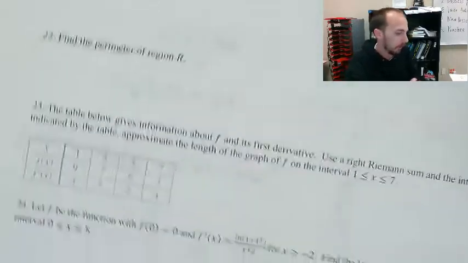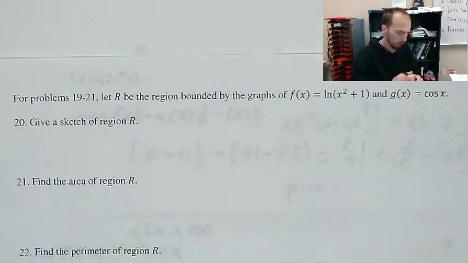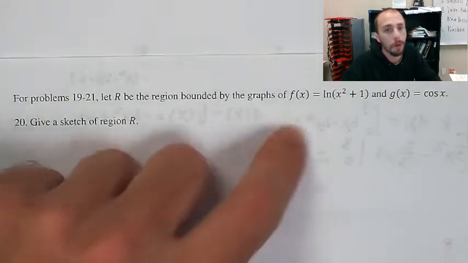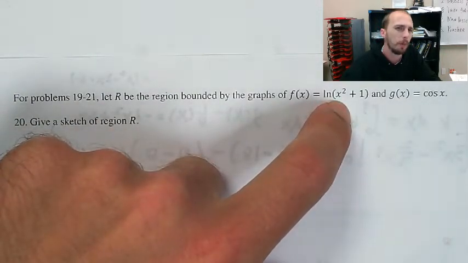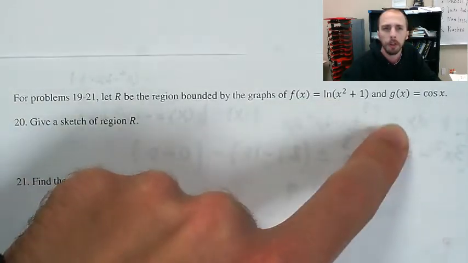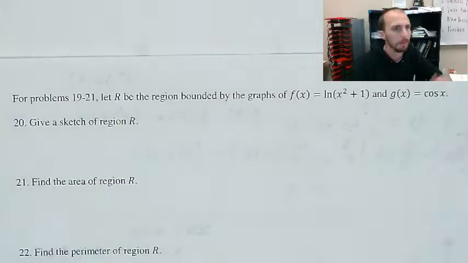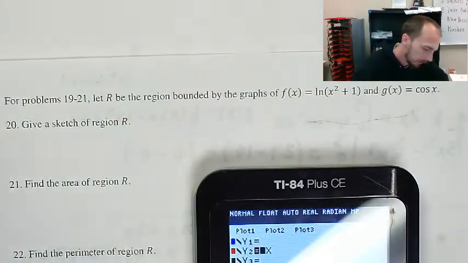Okay, last page. Let R be the region bounded by log of x squared plus 1 and cosine of x. That's interesting. I don't remember this problem. Give a sketch of region R. Well, I don't know about you, but I don't just know off the top of my head what this looks like. I think I have a pretty decent idea, but I'm not sure. Okay, this one I know what it looks like, but still, let's have a little look here.